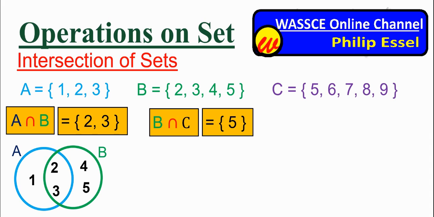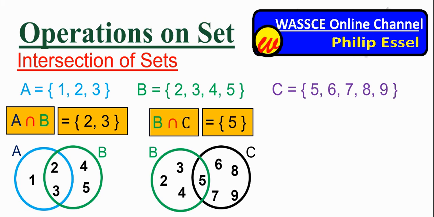Again, let's illustrate this with a diagram. So we have our set B with its members 2, 3, 4 and 5. And we have our set C with its members 5, 6, 7, 8 and 9. As you can see, 5 is common to both sets, so it is the point of intersection.